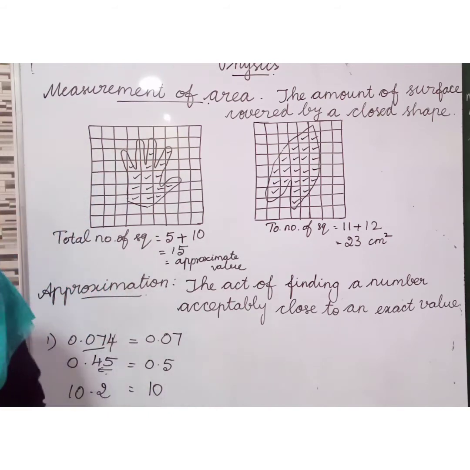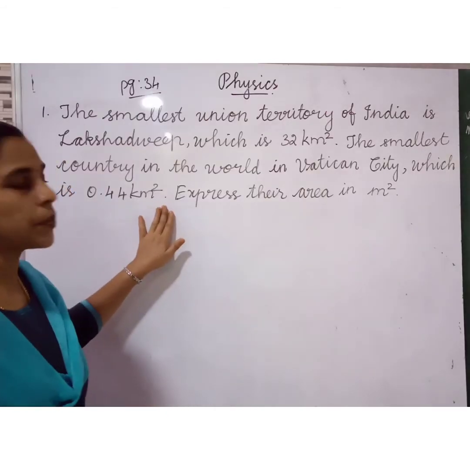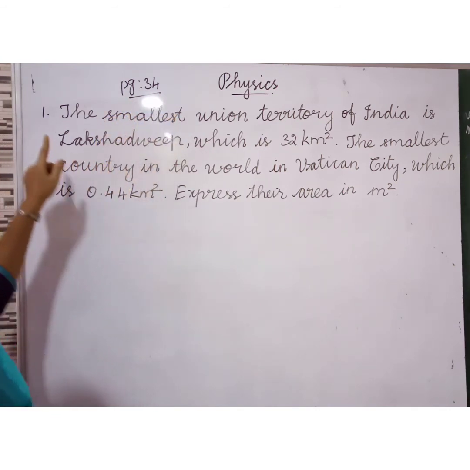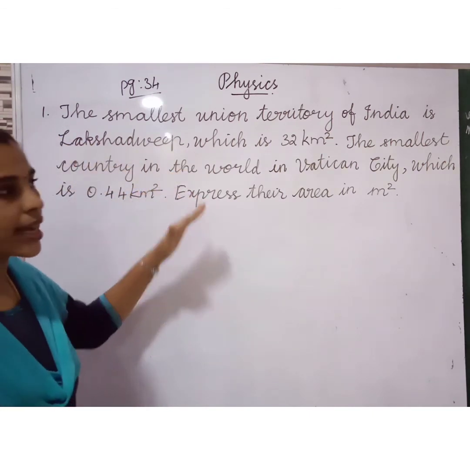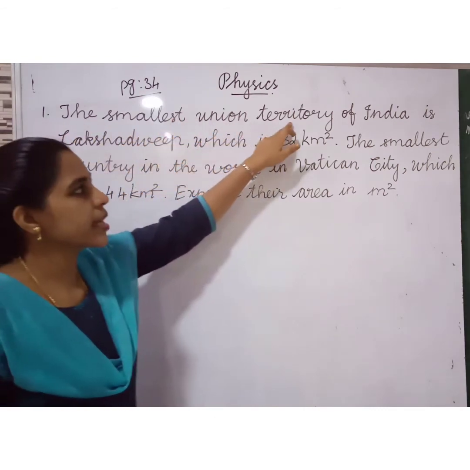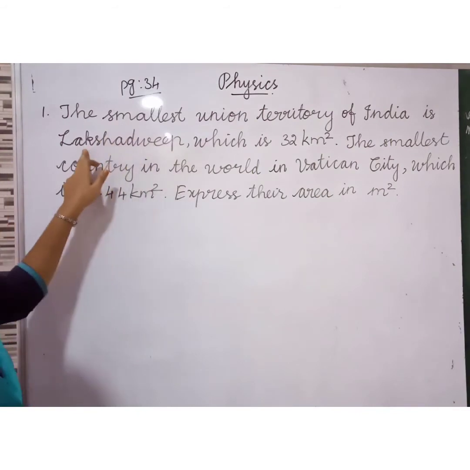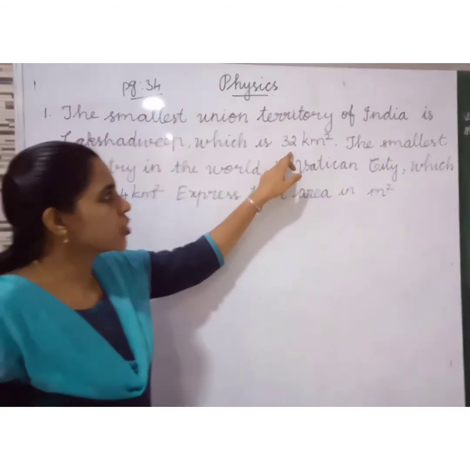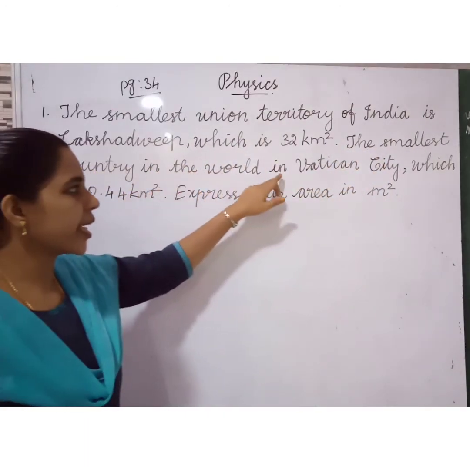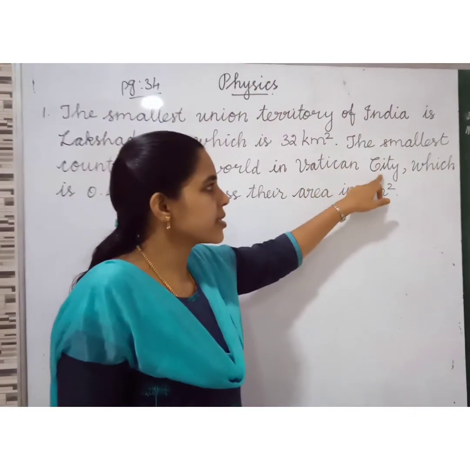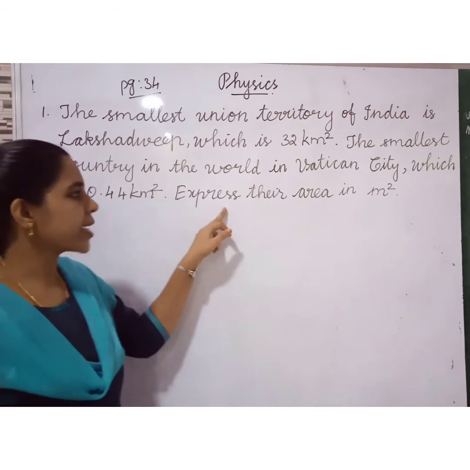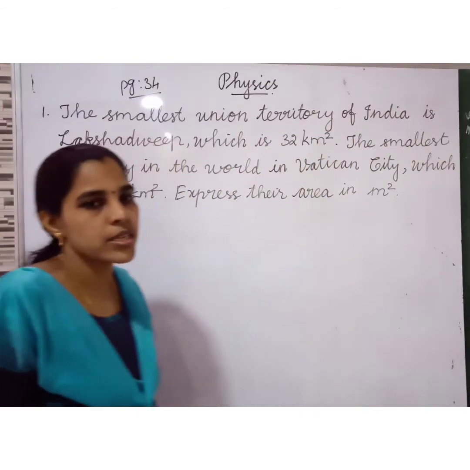Did you understand this? Listen children, we have to do some problems now. This is from the book, page number 34, exercise problem. Question number 1. You have to write the questions and answers in your booklet. First question. The smallest union territory of India is Lakshadweep, which is 32 km square. The smallest country in the world is Vatican City, which is 0.44 km square. Express their area in meters square.